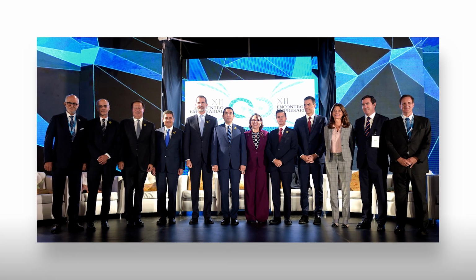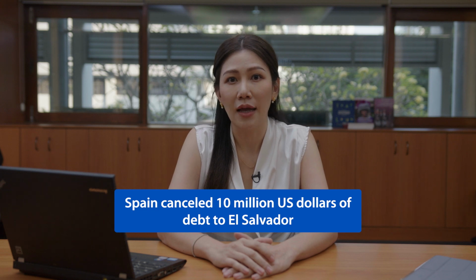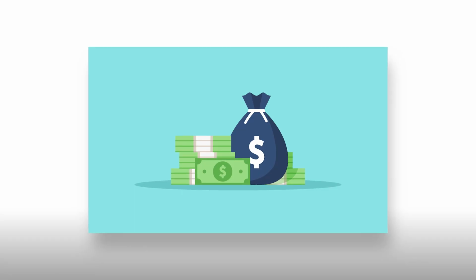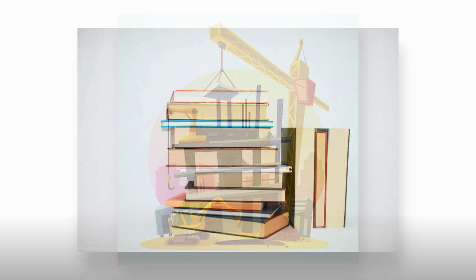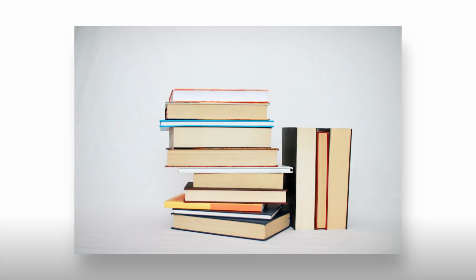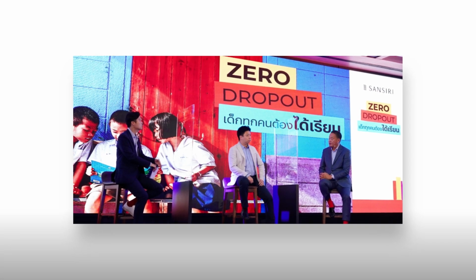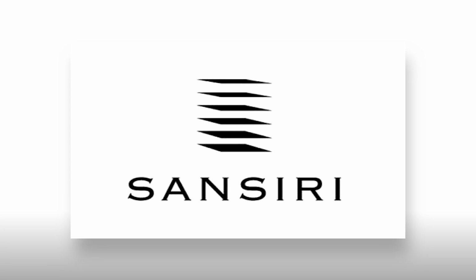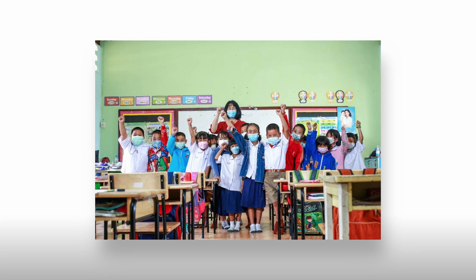In December 2005, Spain canceled $10 million of debt to El Salvador, who deposited repayments to invest in the construction of rural schools and provisions of textbooks. An example of front-loading through corporate bonds for education is from the Zero Dropout project in Thailand, supported by bonds from the Sansiri Public Company Limited that were donated to the Equitable Education Fund Thailand.